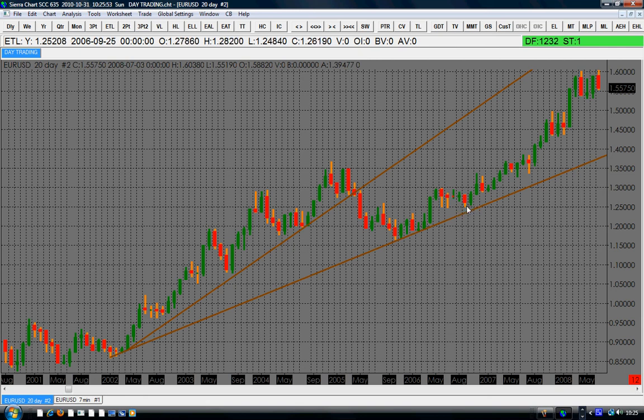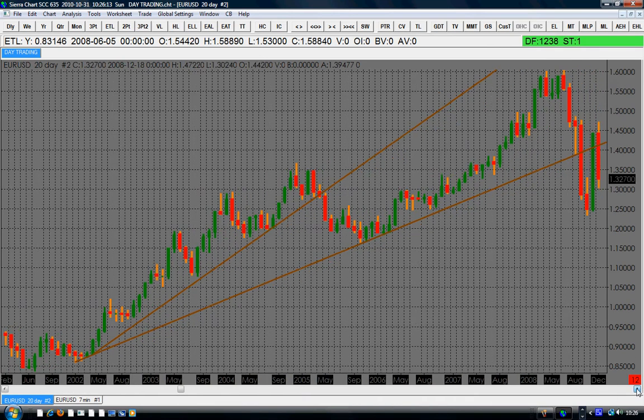Or the bears were so desperate to push the euro back down, only to fail, and the price found support here. So after this green one here, this is another swing trading opportunity to buy, and the price went up big time. So we are talking about the footsteps of the smart money, which is the trend line itself.